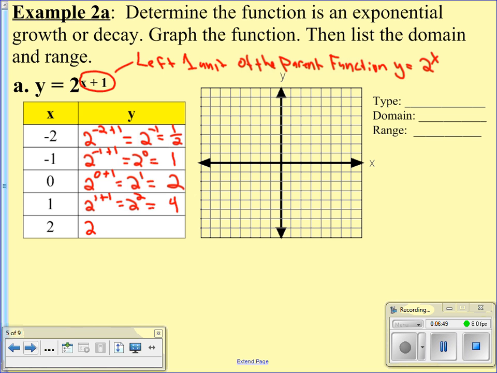Plug in the 2 for x. 2 to the 2 plus 1 is 2 to the third power, which is 2 times 2 times 2, and I get 8. So now I can plot these points. So at -2, it's 1/2.